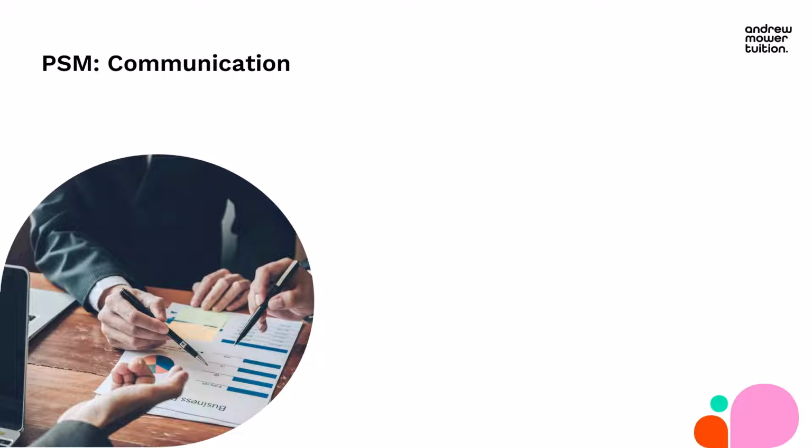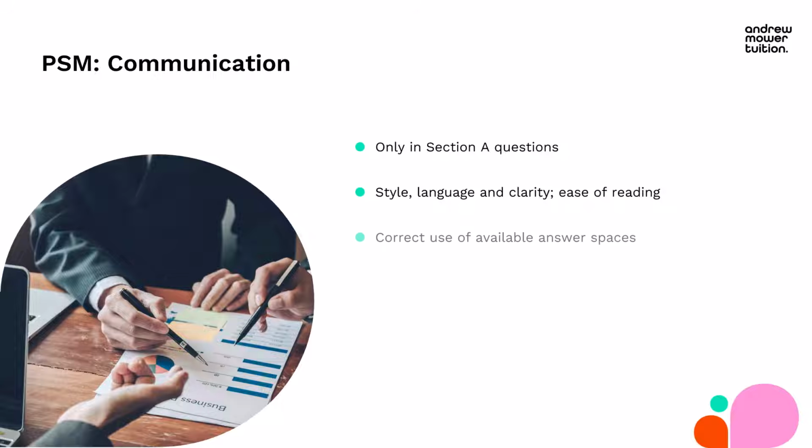The first one is communication. Now, this will only appear in section A questions in AFM. So that's just your big 50-mark question, which will be question 1. So you'll only get these communication marks in that question. And what they're looking for is style, language, and clarity, and ultimately the ease of reading your answer. So have you communicated clearly? Are they able to read your answer quickly and easily?